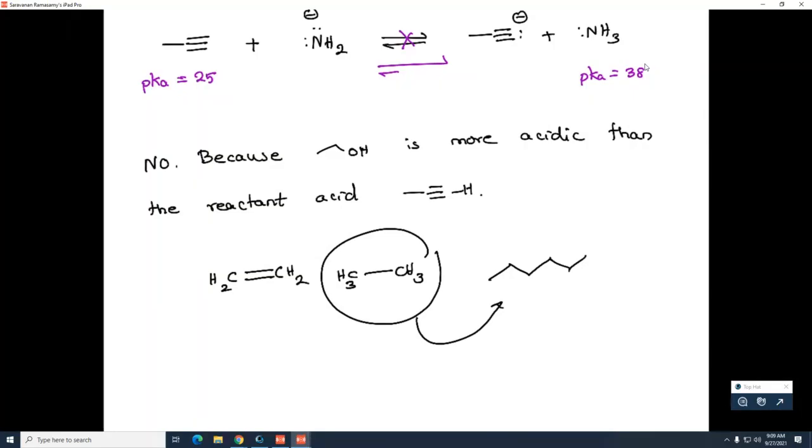We use hexanes in organic lab. We use propane in our homes. That's a gas, right? Propane gas. Gasoline, gasolines are mostly octanes. Okay, moving on to the next question.